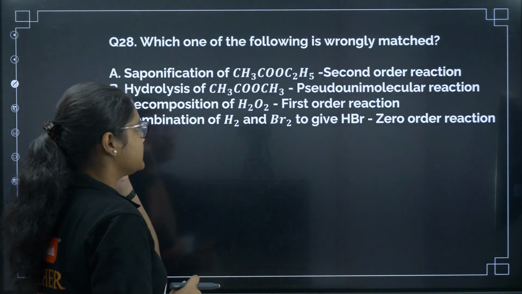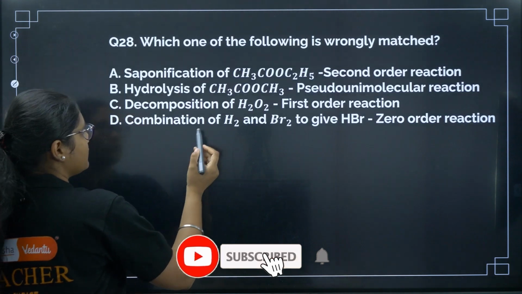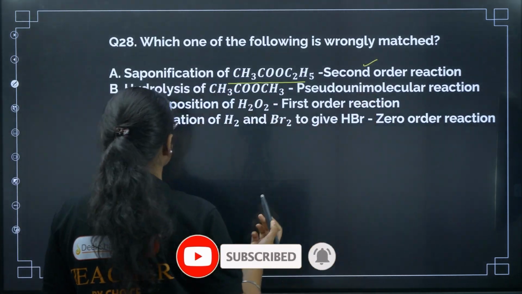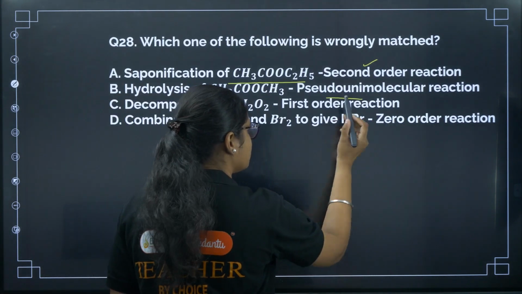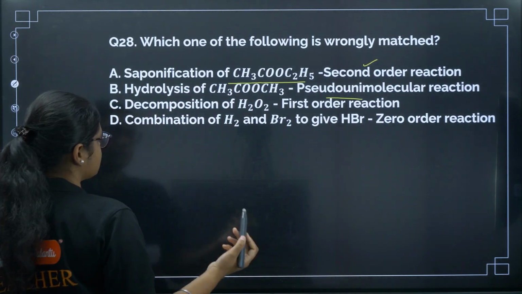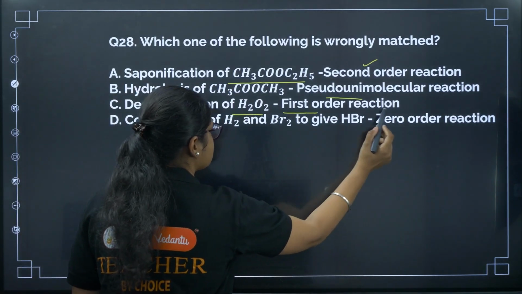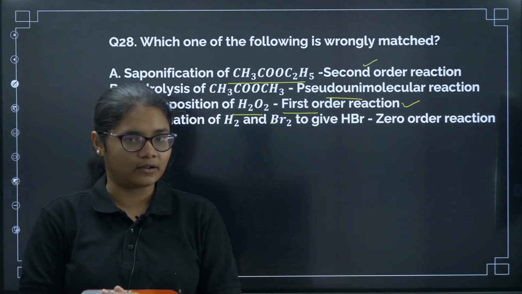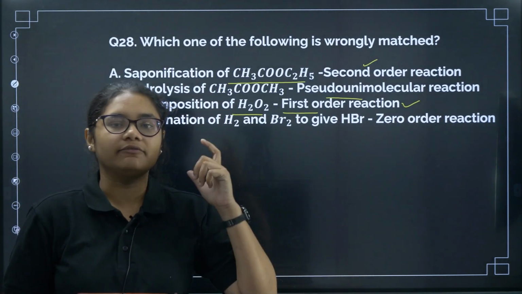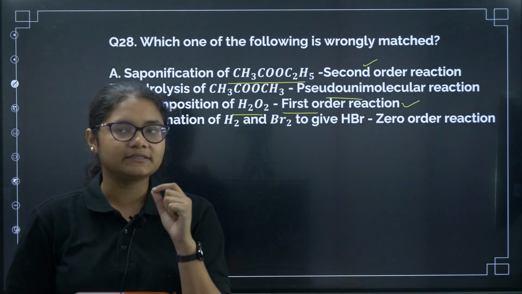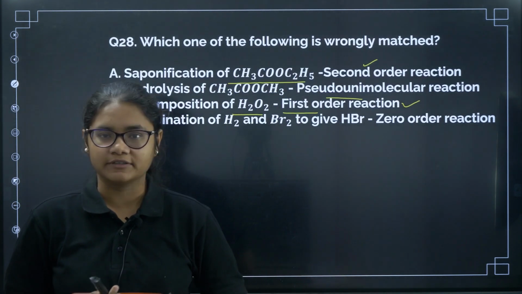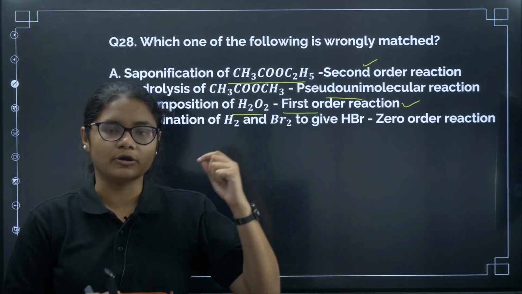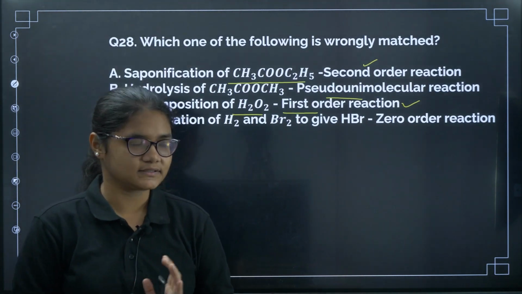Next, which one of the following is wrongly matched? Okay, saponification of CH3COOC2H5 is a second order reaction. This is correct. Hydrolysis, we know it's a pseudo unimolecular reaction. That is also correct. Decomposition of H2O2 is a first order reaction. This is also correct. So you cannot have any way to work this out, means you cannot guess it. You have to remember. Okay, so in NCERT, there are examples for 0th order and first order reactions. So just remember certain examples. That is very, very important for solving such theoretical questions.